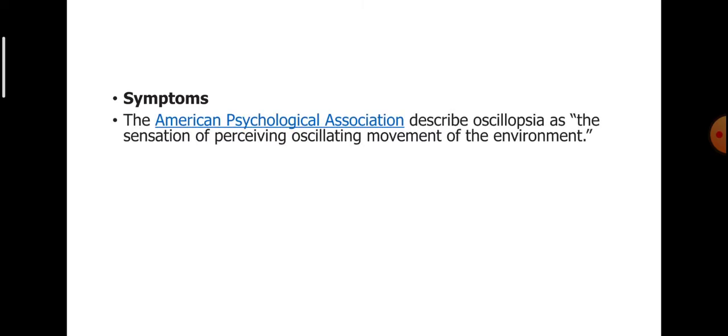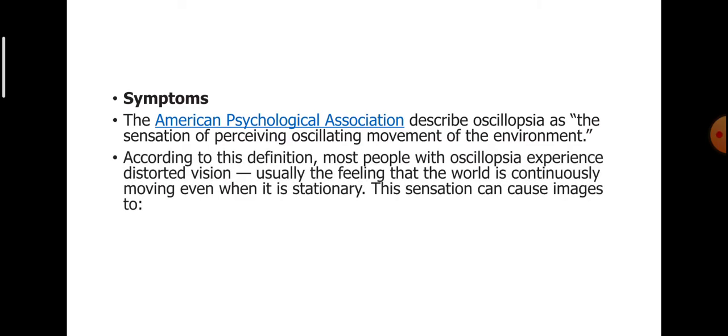Symptoms. The American Psychological Association describes oscillopsia as the sensation of perceiving oscillating movements of the environment. According to this definition, most people with oscillopsia experience distorted vision, usually the feeling that the world is continuously moving even when it is stationary. This sensation can cause images to blur, jiggle, jump, or shake.